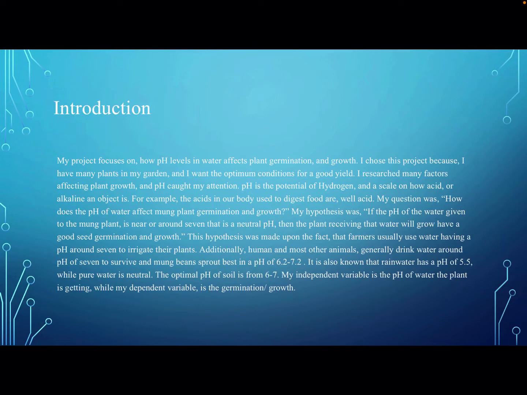My hypothesis was if the pH of water given to the mung plant is near or around 7, 7 is neutral pH, then the plant receiving that water will grow to have a good seed germination growth. I made this hypothesis upon the fact that humans, mung plants, and many other organisms need a pH of 7 to survive, with mung plants needing a 6.2 to 7.2 to survive. My independent variable is the pH of the water the plant is getting, while my dependent variable is the germination slash growth.